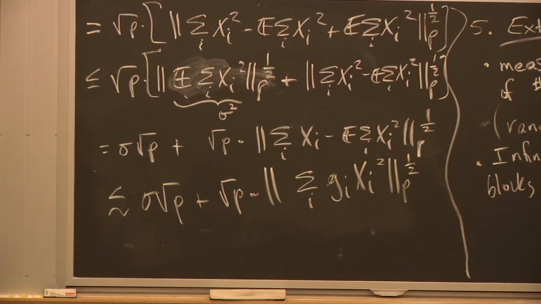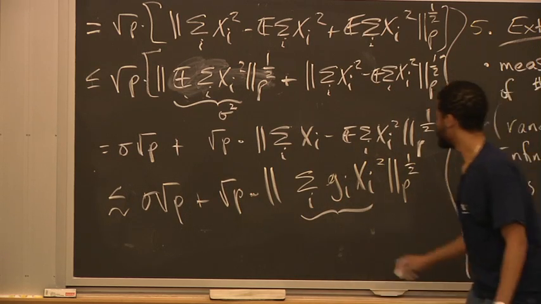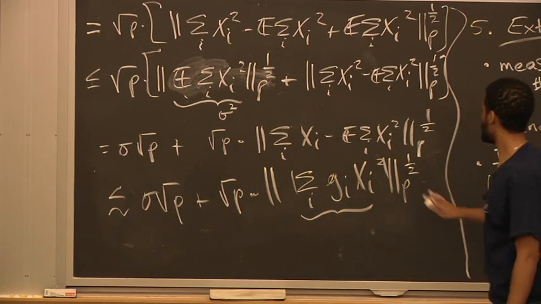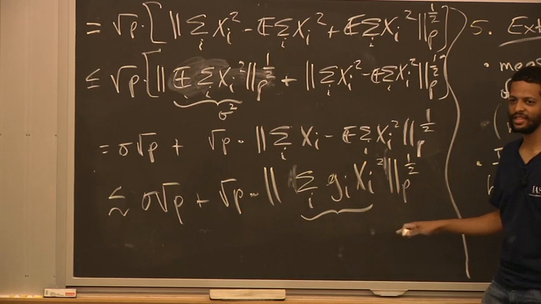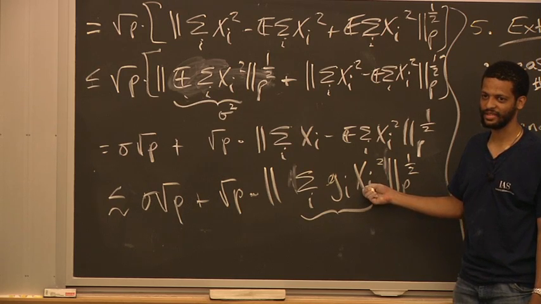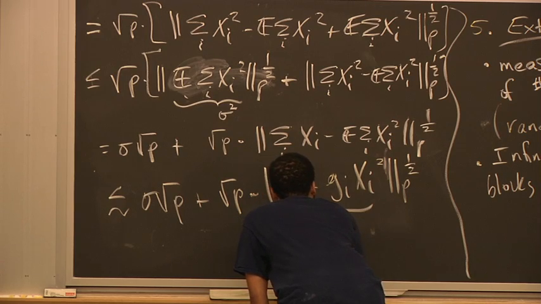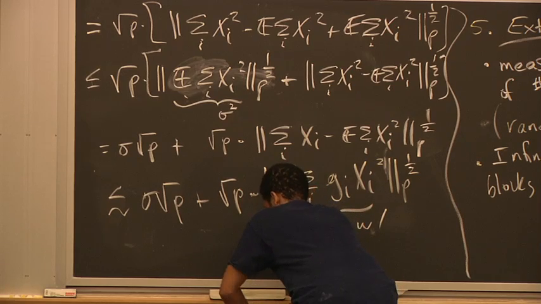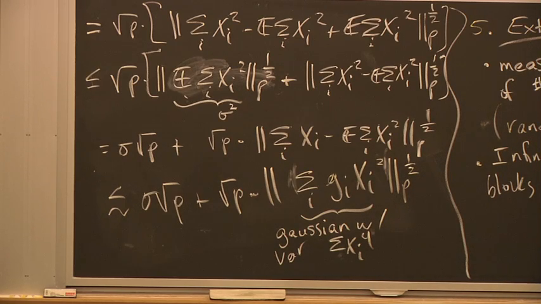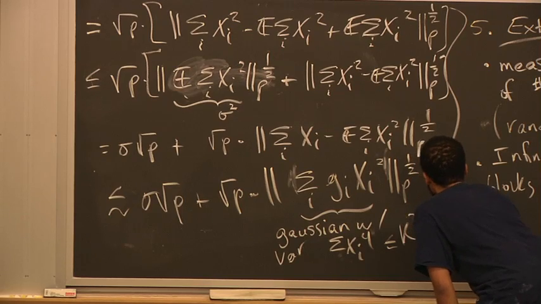Okay. And now this absolute value is at most, well, what is this again? This is a Gaussian whose variance is the sum of xi to the 4th. But I know that xi is at most k. Xi is never bigger than k. So this is at most k squared times the sum of xi squared.